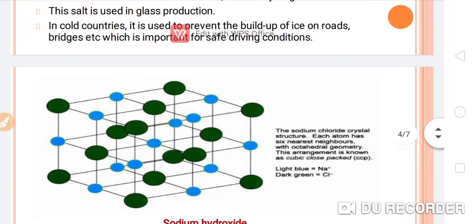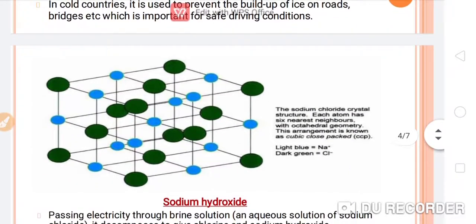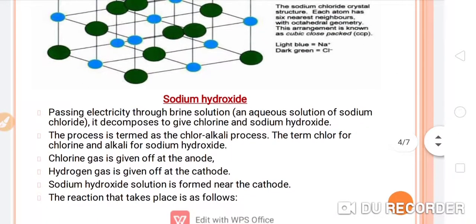Now next, its structure. This is very important. Here you can see its structure in the crystal, meaning the crystal lattice. This is also known as a crystal lattice. In the lattice, you can see in this picture how the particles of sodium chloride are arranged inside the crystal. Now, which compound will form from sodium chloride?